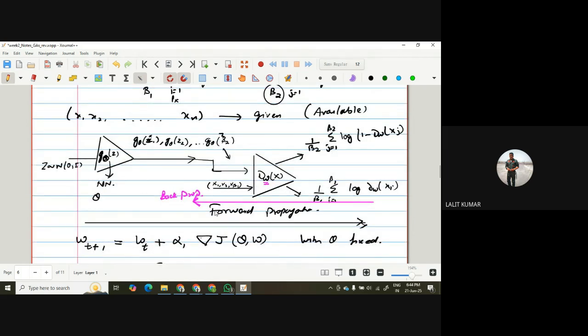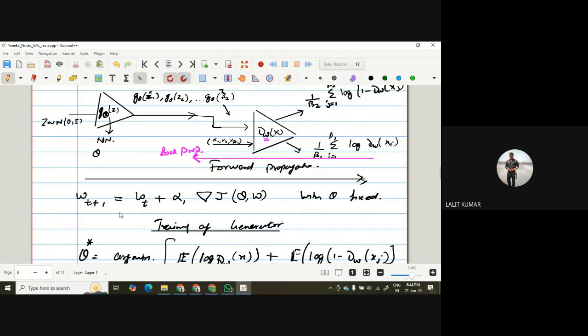Since it is a maximizing problem, w_(t+1) is equal to w_t plus alpha 1 times the gradient of this loss function. This alpha 1 is also known as the learning rate, or it is also known as the step size.